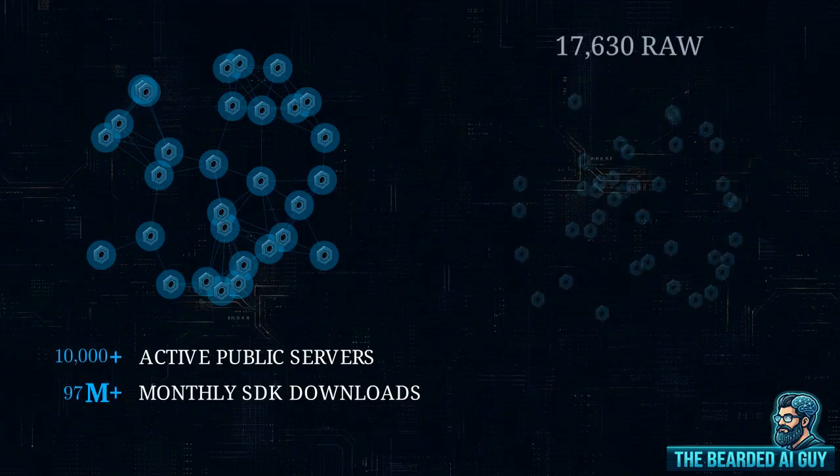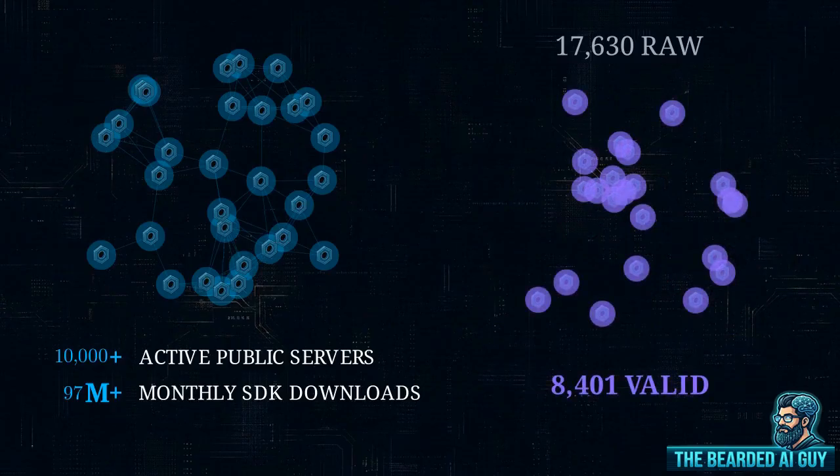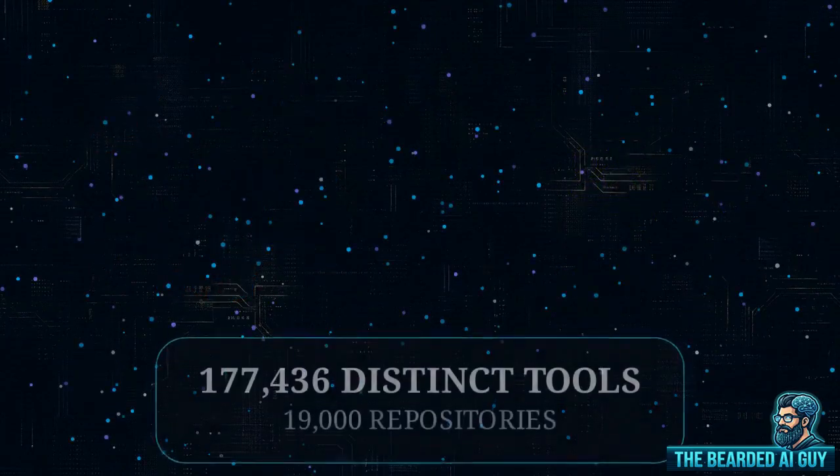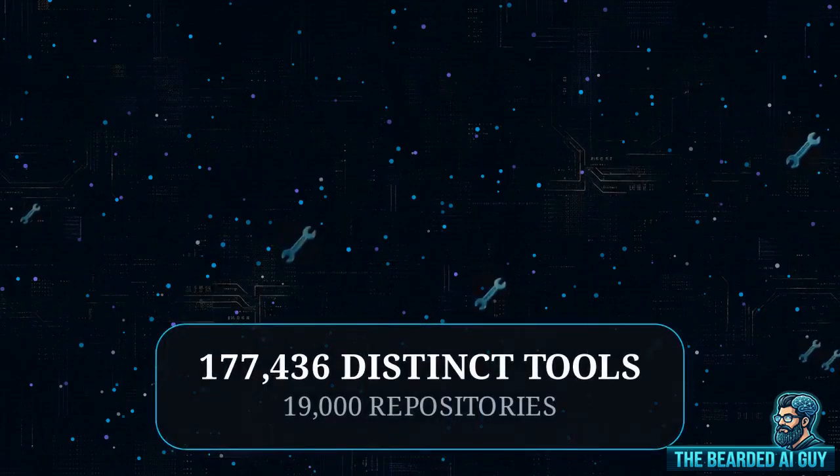The right panel clarifies the actual utility of that growth. A crawler run by Guo and his colleagues pulled 17,000 raw entries, but found that only 8,400 were valid projects. Over half the public listings provided low value or were technically invalid. Merlin Stein's 2026 census tracked this further, identifying over 177,000 distinct tools across 19,000 verified repositories. While MCP is the dominant open protocol, this volume highlights a gap between standardization and quality.